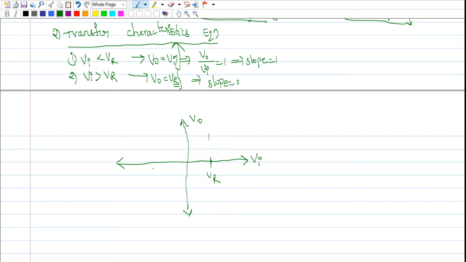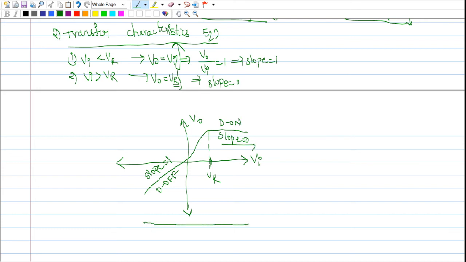In this condition the slope is 1, and the diode is off. For the greater than VR condition, the slope is 0 and the diode is on. So this part is the clipped part.